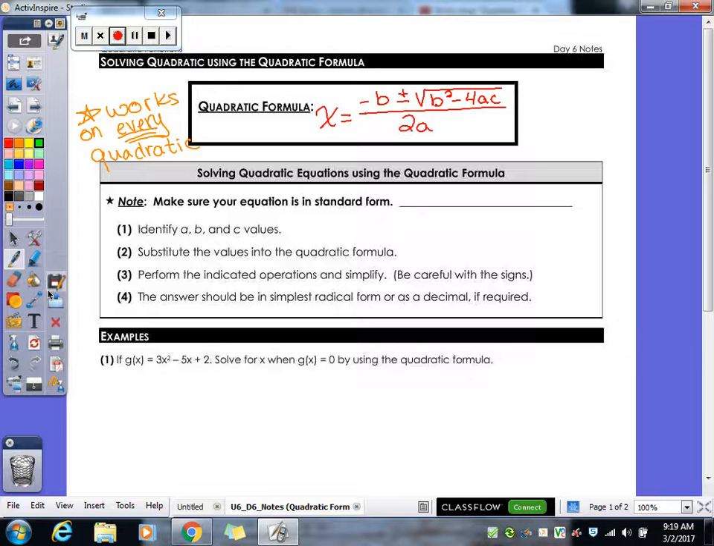So to help us remember that formula, there is a little song that goes along with it to help you remember. Yeah, I didn't understand that. I didn't understand a word. We'll go through it again.